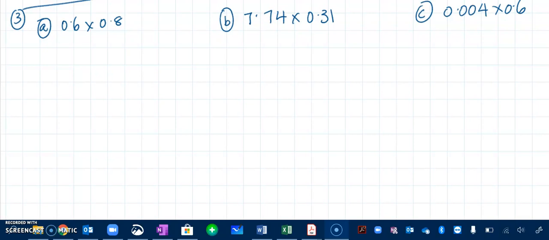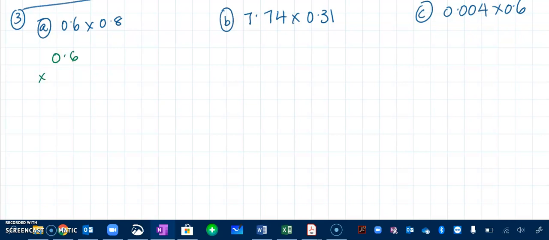Okay, we're now going to look at multiplying decimals by decimals. Remember one of the first rules when we multiply decimals is that the number of decimal places matters. That's something that we still need to keep in mind. So let's look at the first example.